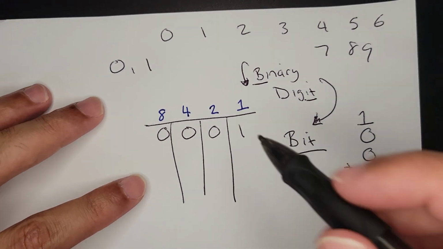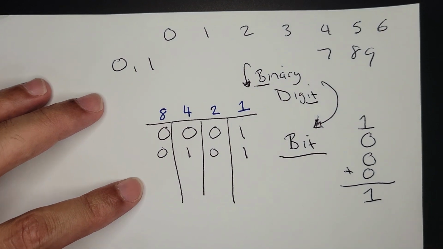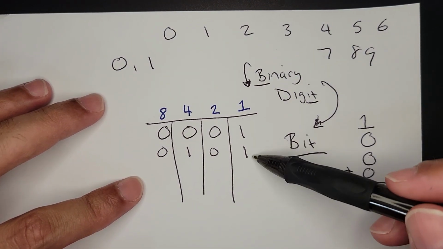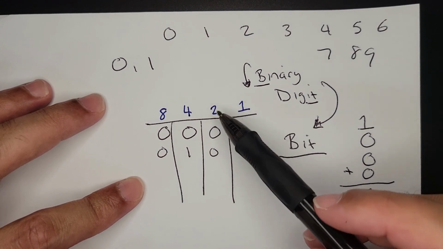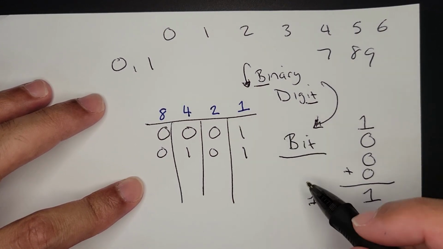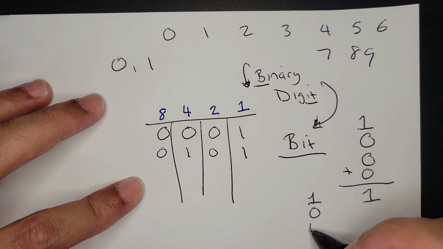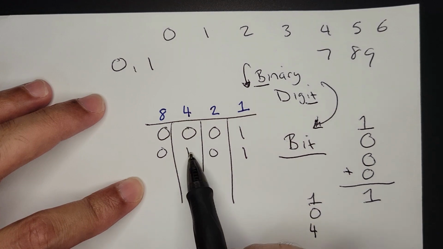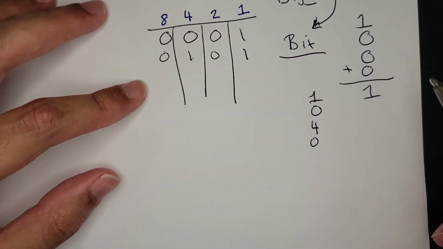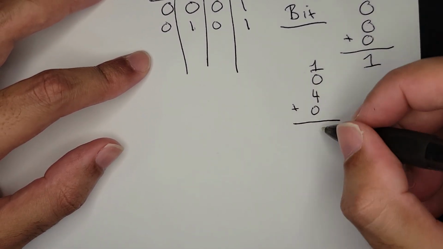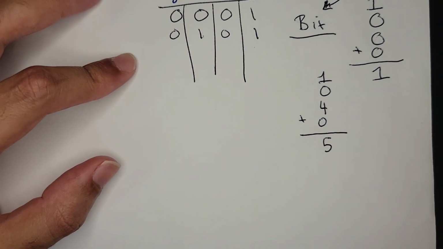Let's do another example. 0101. We do the same thing. Check who's raising their hand. The guy worth 1 is raising his hand. The bit worth 2 is not raising his hand. The bit worth 4 is raising his hand, so we write down 4. We write down his value because he's raising his hand. And the guy worth 8 is not. So we add these up and we get 5. So 0101 is the same as saying 5.